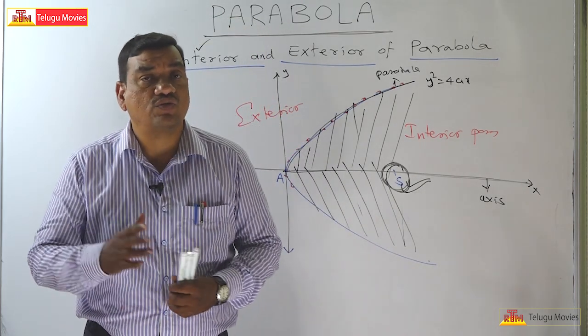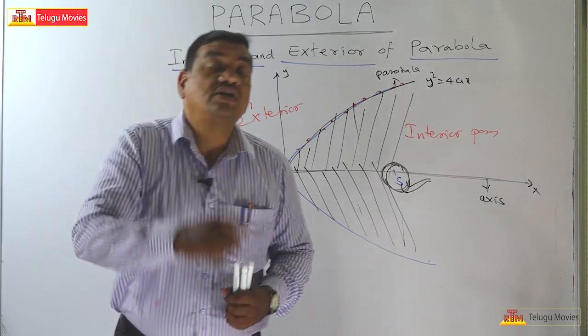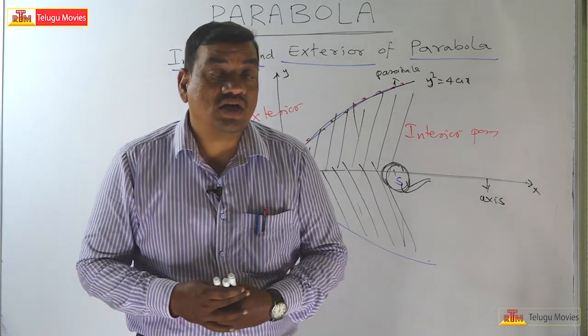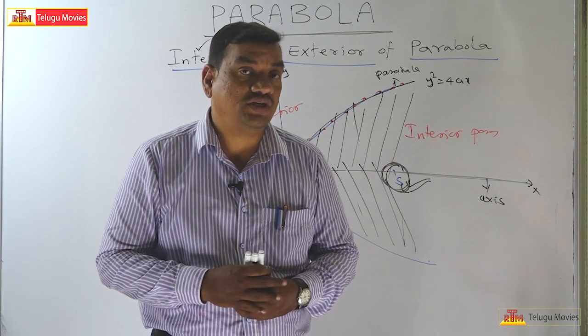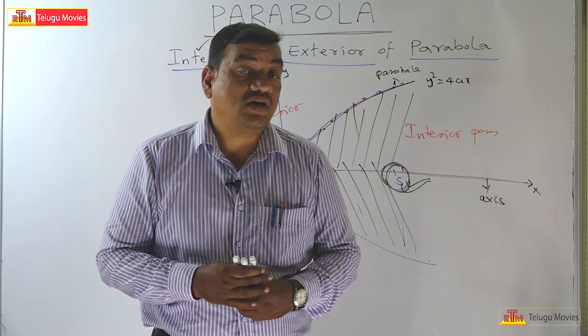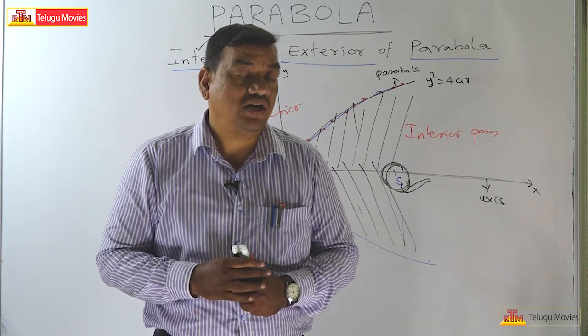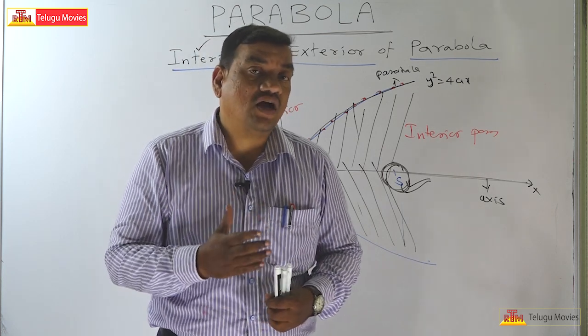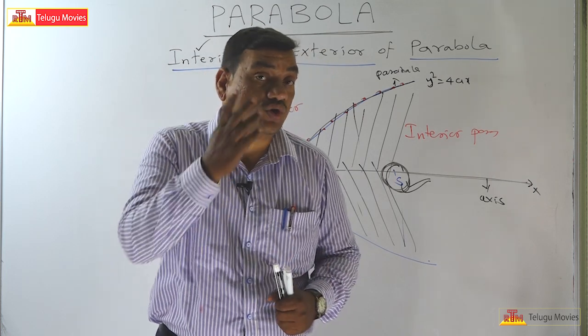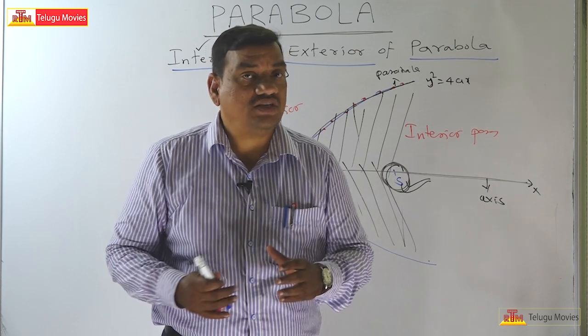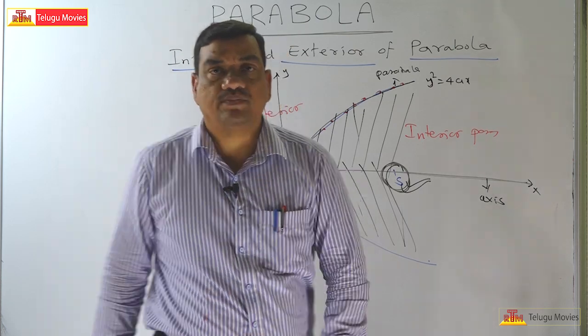S11 means y1 squared minus 4ax1. How does that formula come? I am going to show you the derivation also. So please learn this topic conceptually. Why, if S11 is less than 0, does the point lie inside the curve? So don't go away; please watch this concept also. Okay, let us start our concept.